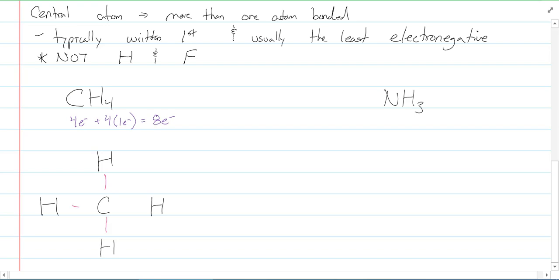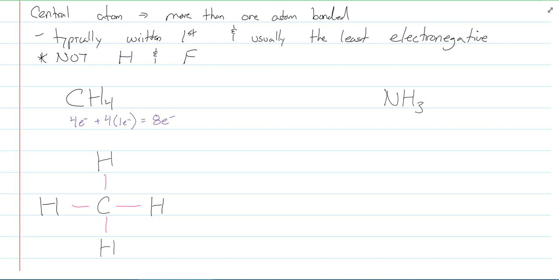2, 4, 6, 8. Is there anything I can do? Well, each hydrogen has 2 electrons being shared. Happy. Carbon has 2, 4, 6, 8 around it. It's happy. That's it. That's methane. 4 CH bonds.